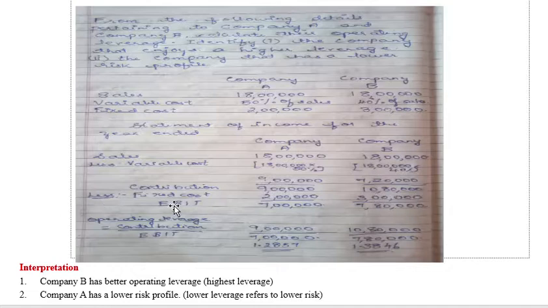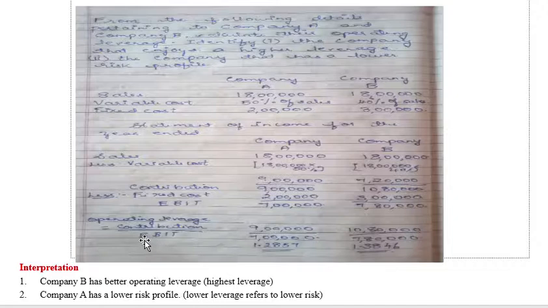Less fixed cost. If fixed cost is there, then you have to deduct the fixed cost. Fixed cost here is 2 lakh and 3 lakh. So 2 lakh fixed cost, and here company B also 3 lakh. Now deduct 9 lakh minus 2 lakh, 7 lakh. Here 10 lakh 80,000 minus 3 lakh, 7 lakh 80,000. Okay, so after that you have to use the formula of operating leverage.